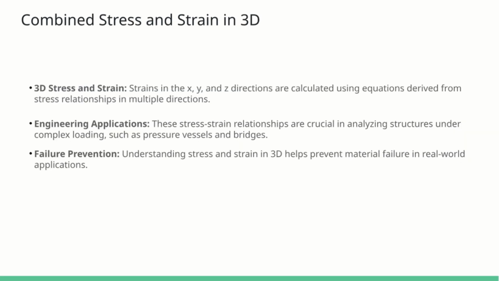3D stress and strain in the X, Y, and Z directions are calculated using equations derived from stress relationships in multiple directions. Engineering application: the stress-strain relationships are crucial in analyzing structures under complex loading, such as pressure vessels and bridges, because we want to observe where the failure happens first. Usually failure happens at joints, joining and welding. Failure prevention: understanding stress and strain in 3D helps prevent failure in real world application.